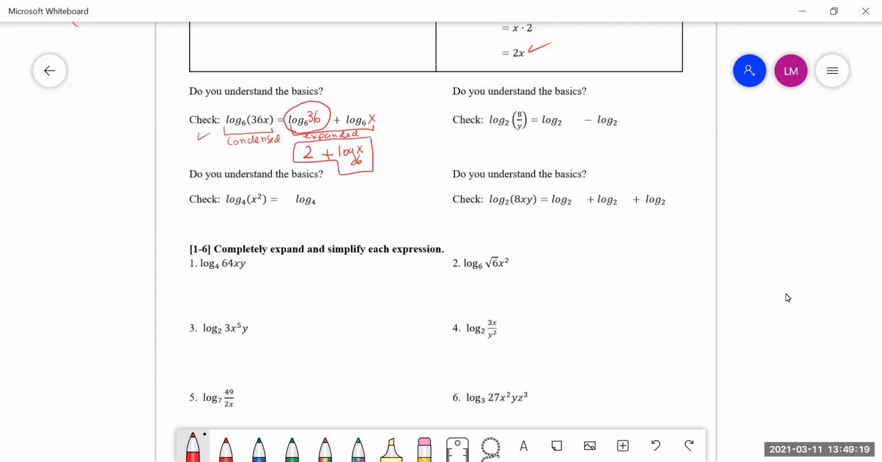So I want you to try this other one right here. I'm going to label it number 2. Okay, do you understand the basics? I'm going to do this other one over here with the power, and then I'll let you do the other one. Because I have this power up here, log base 4 of x squared, I'm going to bring this power to the front. It's going to become 2 times log base 4 of x. And that's it. I can't take it any further. So sometimes we can evaluate and sometimes we cannot. And that's totally okay.